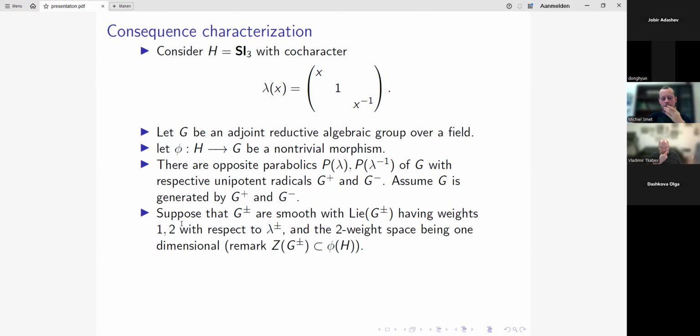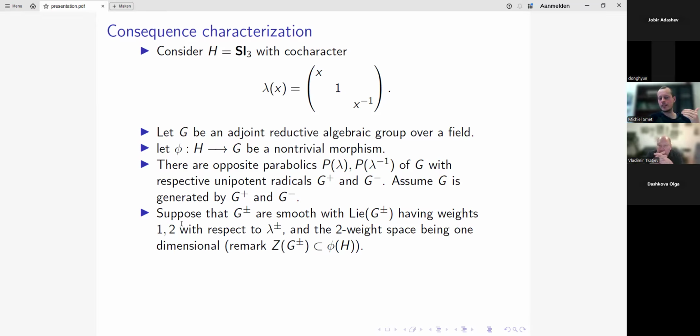The remark between brackets is not entirely correct. It should not be the center of G plus. It should be the commutator of G plus with G plus, and this lies in the element of H because of this one-dimensionality assumption.